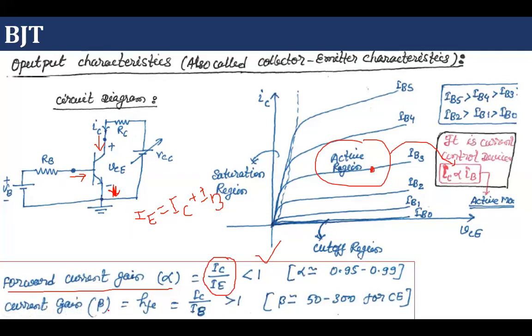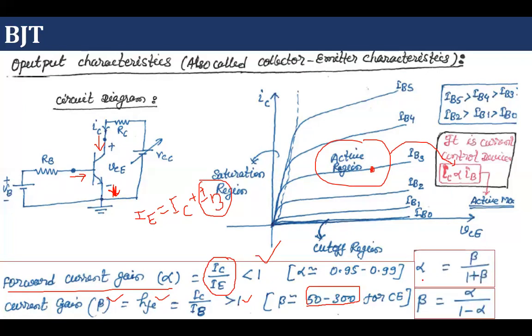The second gain is the current gain beta. In the small signal model, it is also known as HFE, and it is the ratio of IC upon IB. It is always greater than 1. IB is a very small amount of current, so if I take the ratio of IC upon IB, it will always be greater than 1, and the beta value varies from a very low value to a very high value.